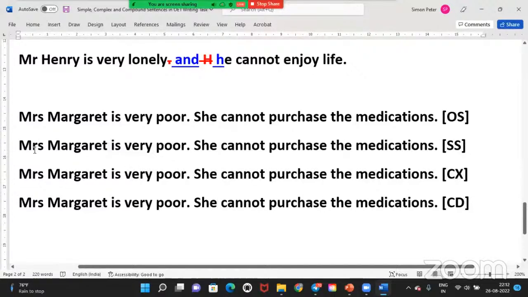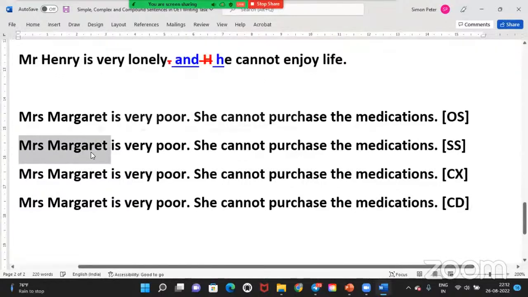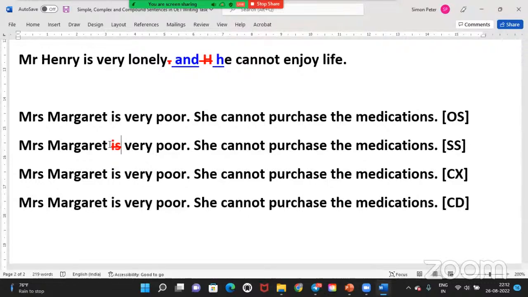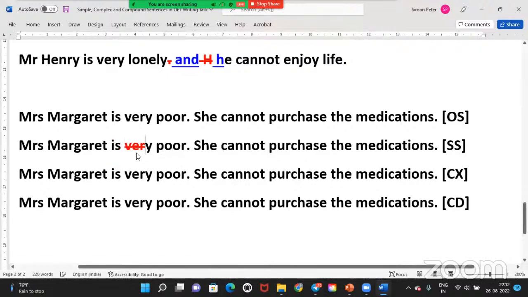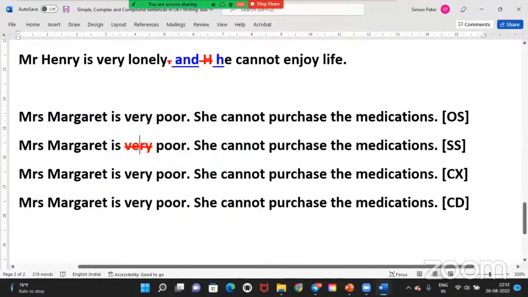I should delete Mrs. Margaret here. No, Mrs. Margaret will be there. Okay, I should not touch Mrs. Margaret. Then I should remove is? No, is will be there. We have to remove the very. Mrs. Margaret is too poor. You are very confident now. Mrs. Margaret is too poor.